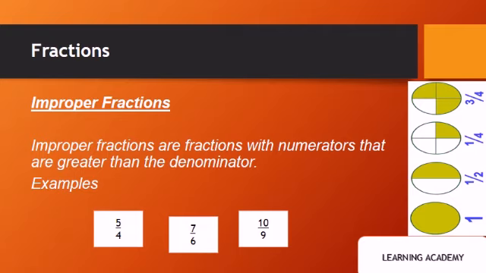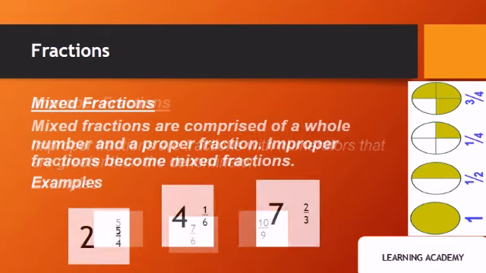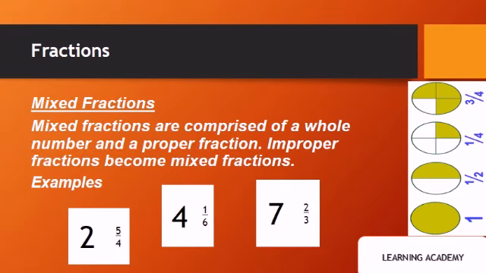Improper fractions. Improper fractions are fractions with numerators that are greater than the denominator. Examples include 5/4, 7/6, and 10/9. As you will realize, the numerator is larger than the denominator.